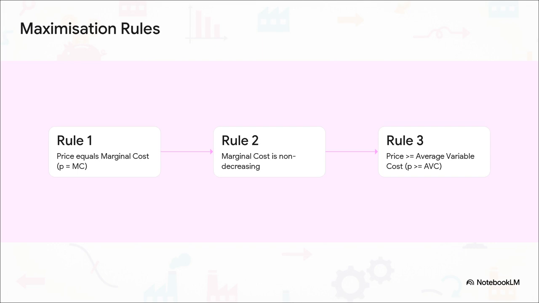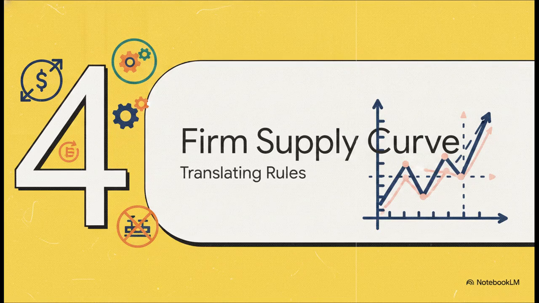Let me repeat those real quick so they really stick in your brain. P equals MC. MC is non-decreasing, and P is greater than or equal to AVC. If you master these 3 conditions, you are golden. All right, let's keep this momentum going into part 4, the firm supply curve.